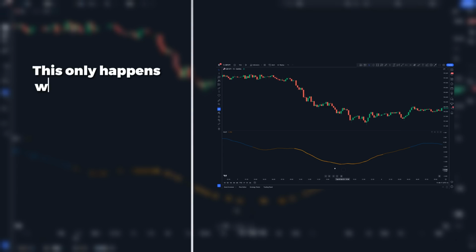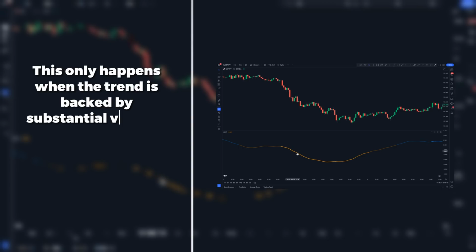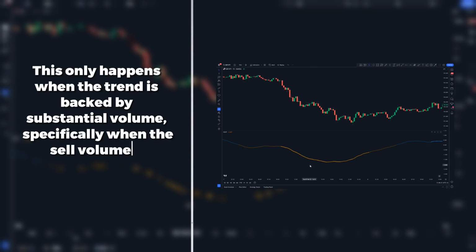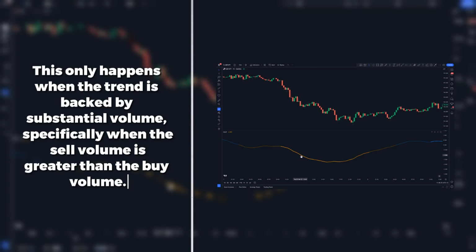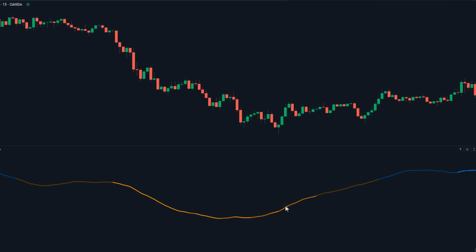This only happens when the trend is backed by a substantial amount of volume, specifically when the sell volume is greater than the buy volume. This medium dark shade of brown indicates that the trend strength is decreasing. This occurs when the volume supports the trend, but the sell volume is lower than the buy volume. For this darker shade of brown, it signifies that the trend strength is decreasing, and it happens when the volume does not support the trend.